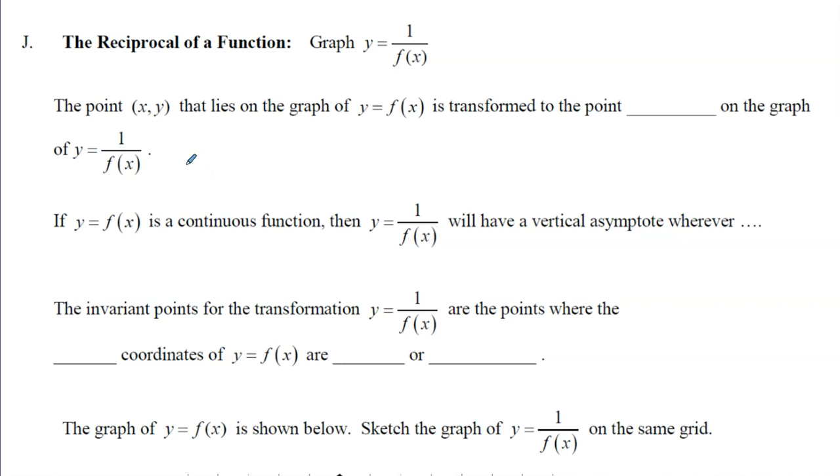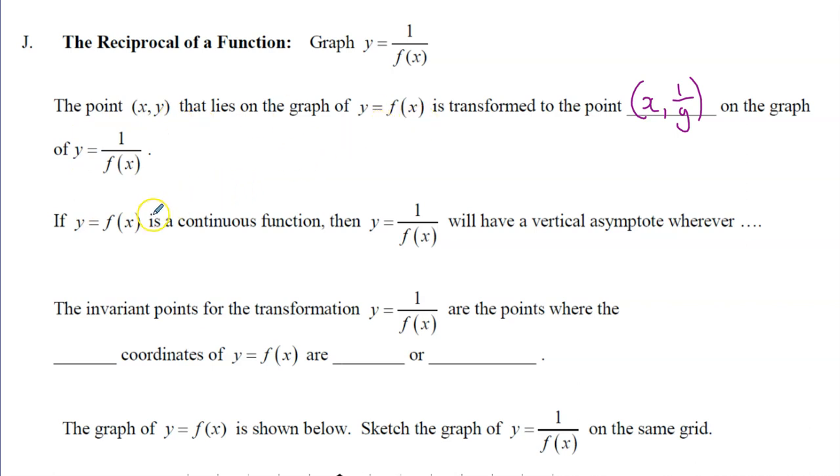Graph y equals 1 over f of x. So graph the reciprocal. The point xy that lies on the graph y equals f of x is transformed. Ooh, get used to this language, because the first unit in 30-1 is transformation, so that's what we're going to be doing a lot of, is transforming. Is transformed to the point. So the point xy will become the point x and 1 over y. Right, we're taking the reciprocal on this graph, right? So xy becomes x, 1 over y.